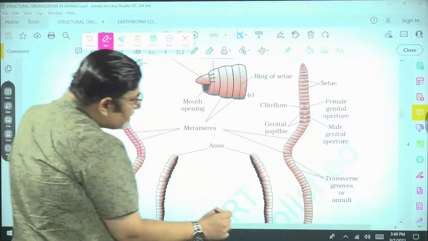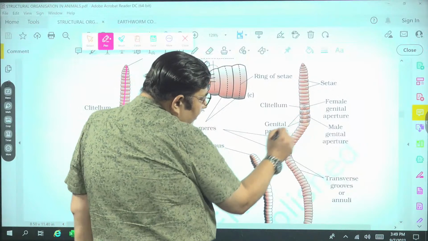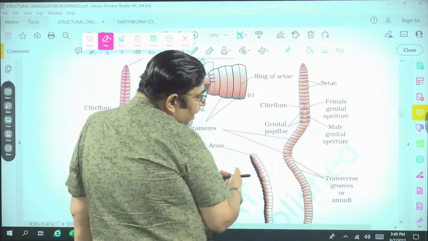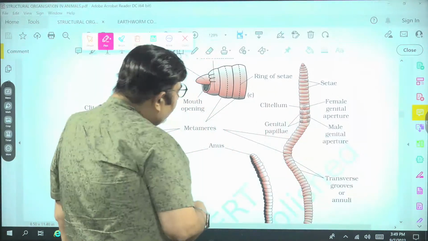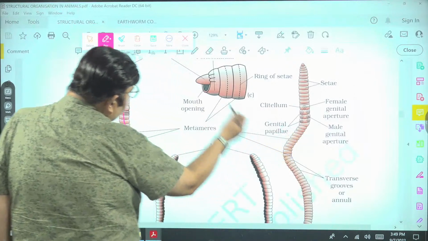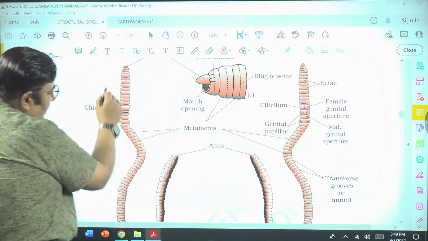The ventral surface can be seen by these apertures. These are the genital apertures, okay? We'll talk about them, genital aperture, genital papillae.